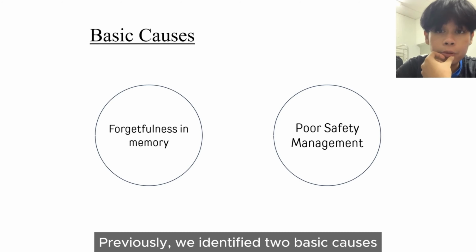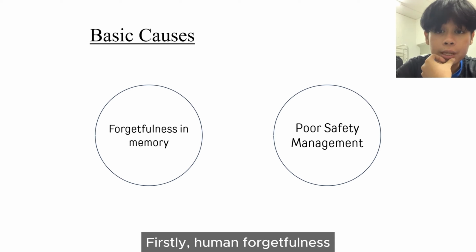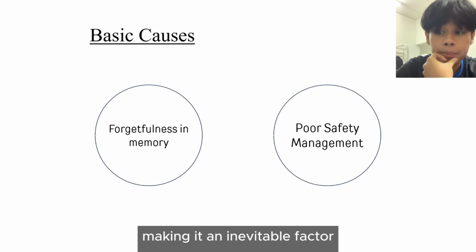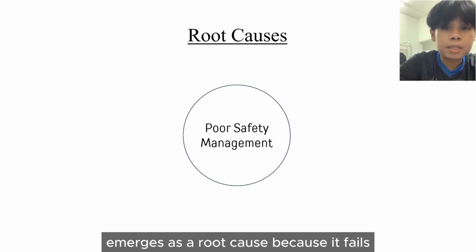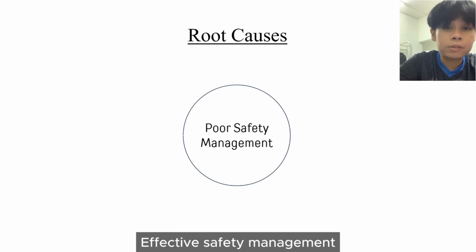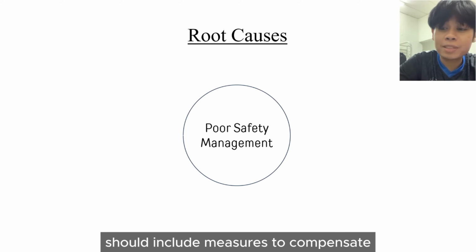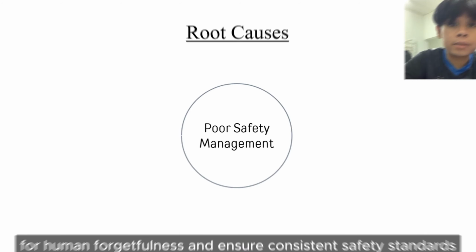In our last part, we close our discussion by summarizing the causes. Previously, we identified two basic causes: forgetfulness in memory and poor safety management. Firstly, forgetfulness is an inherent aspect of our nature, making it an inevitable factor. Given this, poor safety management emerges as the root cause because it fails to address and integrate the effect of such inevitable human errors. Effective safety management should include measures that account for human forgetfulness and ensure consistent safety standards.